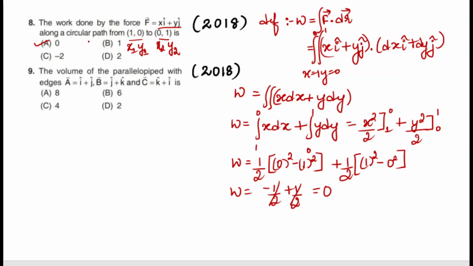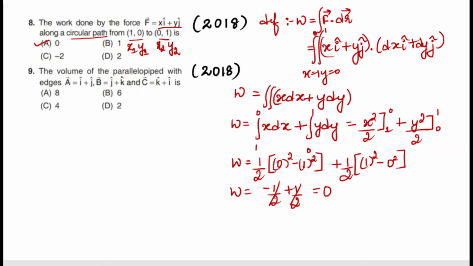Or you can directly say the work done by the force along the closed path, the circular path or the closed path, is equal to 0 because it is conservative in nature. We can orally solve this question as well.